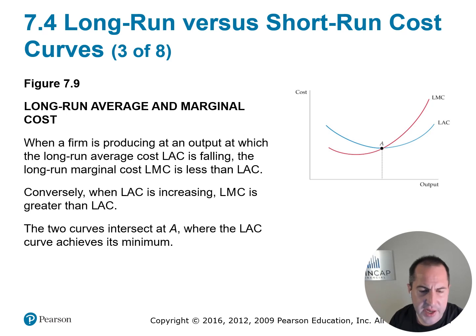When a firm is producing at an output at which the long run average cost is falling, the long run marginal cost is less than the long run average costs. So just to explain that concept one more time, when the firm is producing an output at which the long run average cost is falling, that means your marginal costs or variable costs are getting lower with scale.